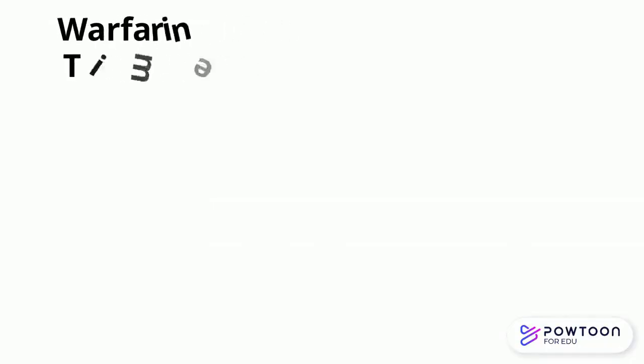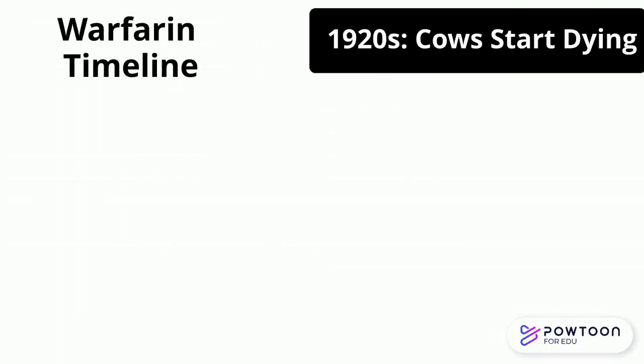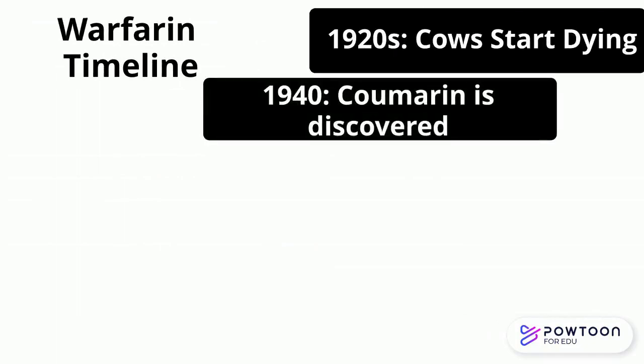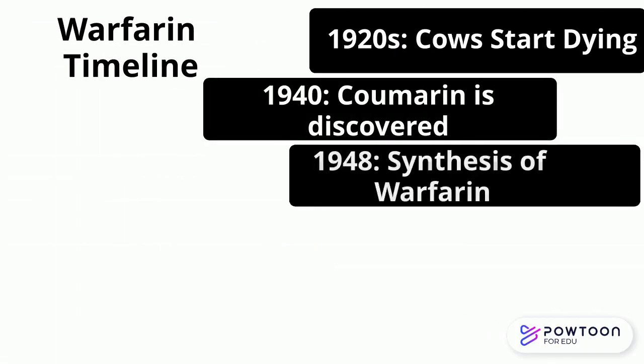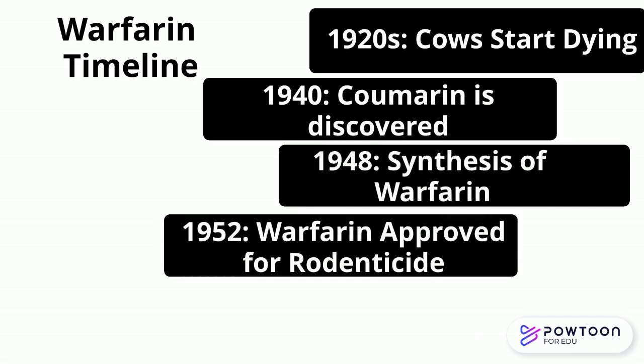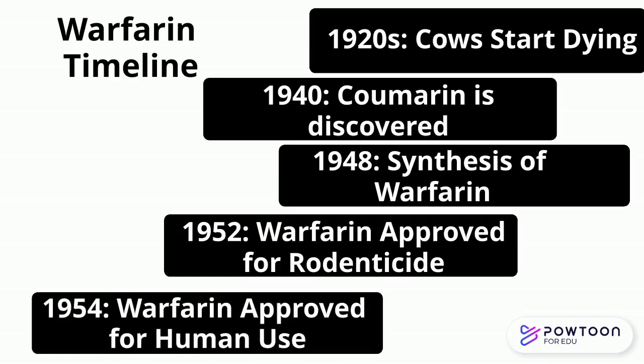So the timeline of warfarin went like this. In the 1920s, cows began to die. In 1940, coumarin was discovered. In 1948, the synthesis of warfarin occurred. In 1952, warfarin was approved as a rodenticide. And in 1954, warfarin was approved for human use.